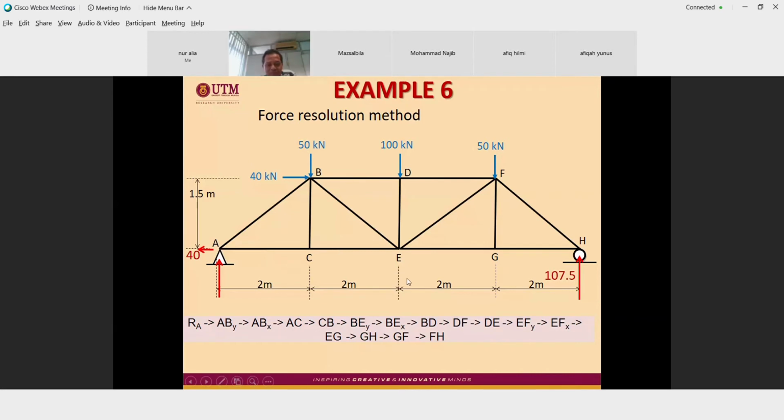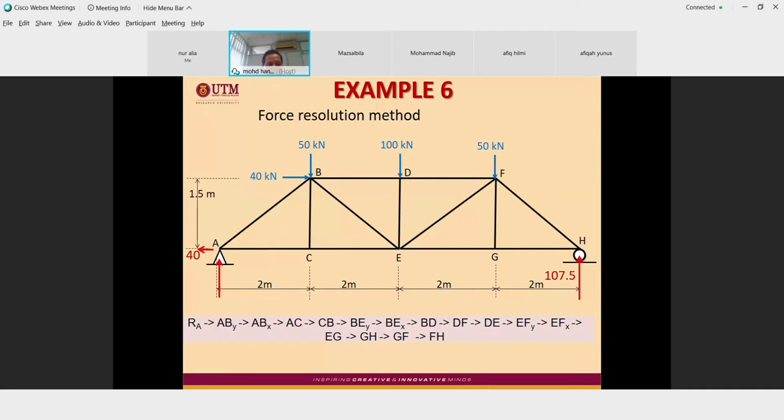I have gone through all these members and joints, and this is what I recorded, the sequence step by step: start with RA, ABX, ABY, ABX, AC, and so on. But this is not important. Now we start with RA, and then AB and AC. AB, which one? AB Y direction or AB X direction?